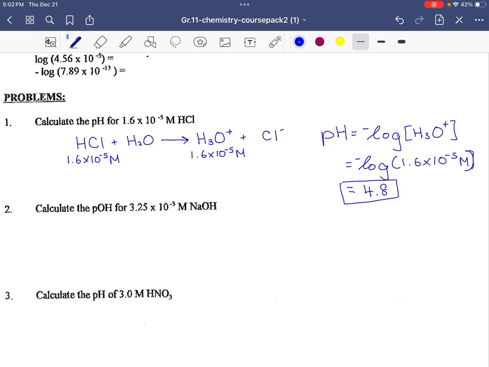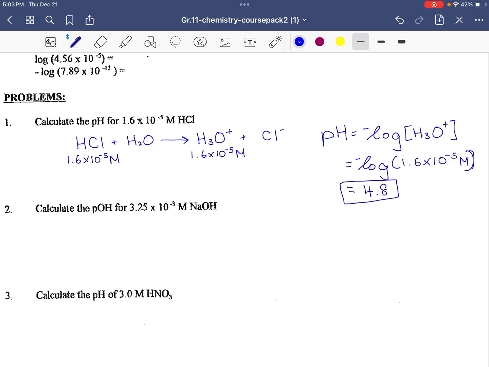Now, pH does not have units. So, as I said, it's not a metric number. It's not really a measurement, even though we say we measure pH, but it's really not a metric measurement. All right, so that's pH. That's how you find pH of acids.